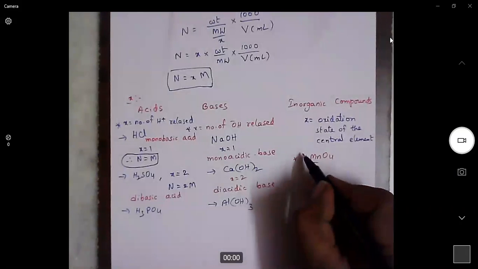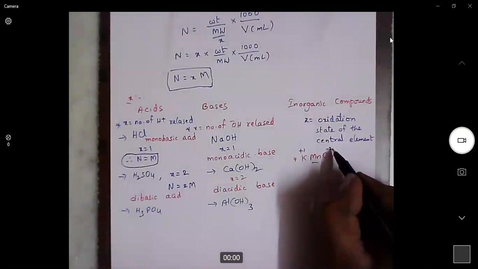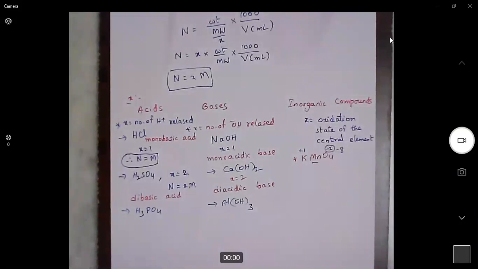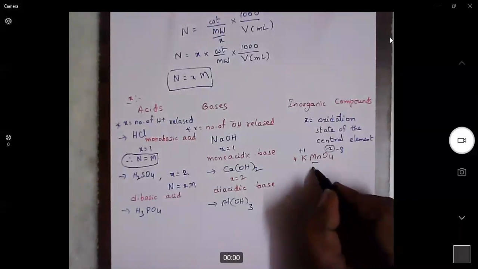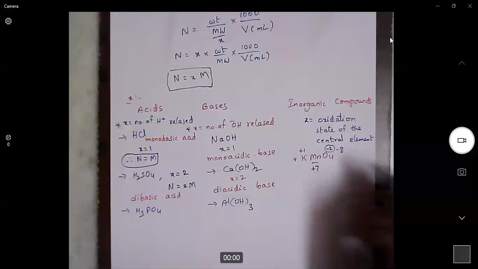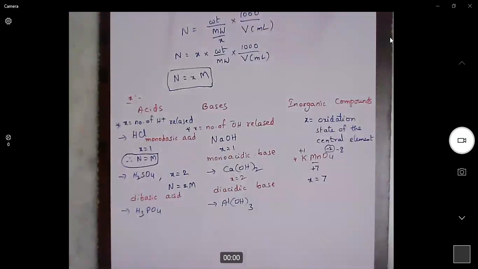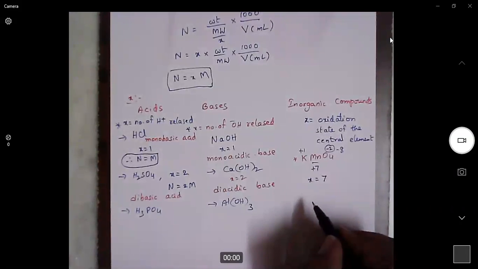We know the potassium charge is +1. Oxygen charge is -2. There are 4 oxygens, so a total of -8. Now, what is the charge of manganese? Yes, it is +7. So +1 +7 -8. Overall, it is neutral. In the case of KMnO4, X is 7. You calculate X for chromate.